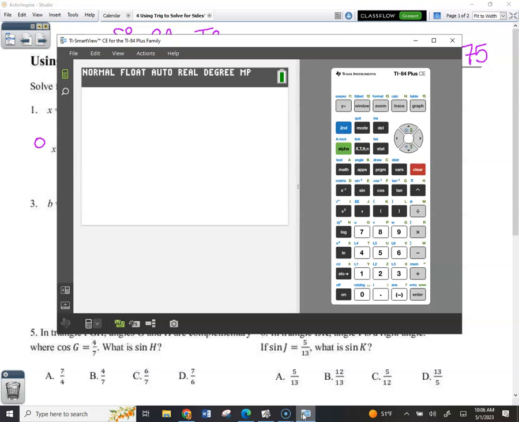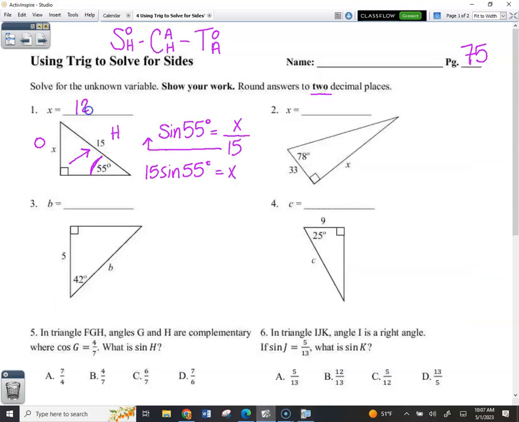So we're going to type 15 sine 55. We're going to 2 decimal places, which means check the third number. Just the third number, nothing else. So the third number is 7. So the 8 becomes a, what? 9. So it's 12.29.